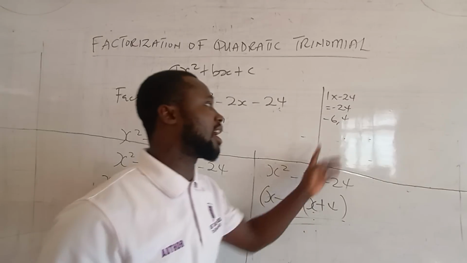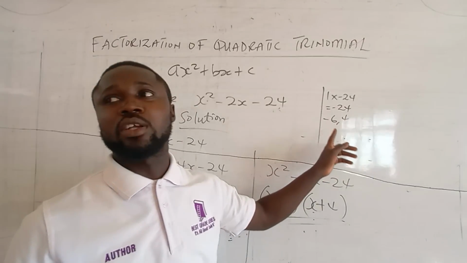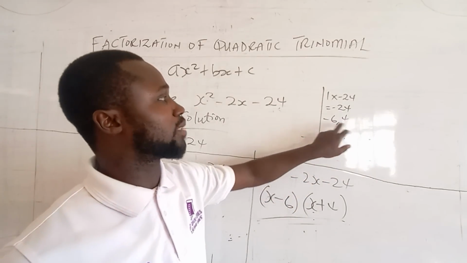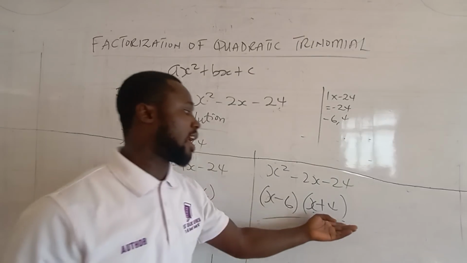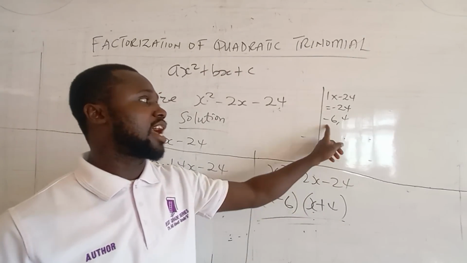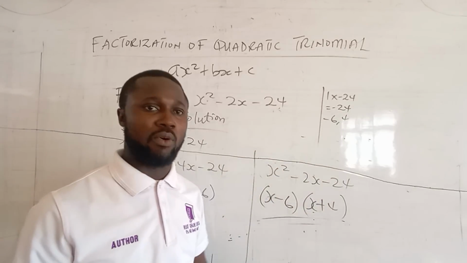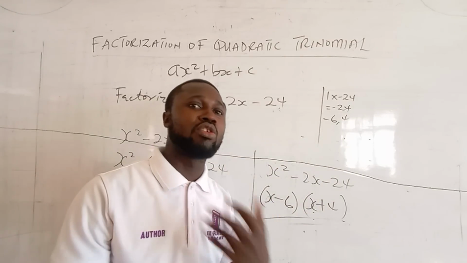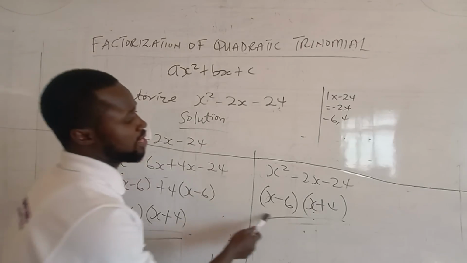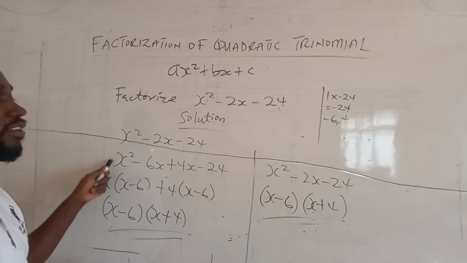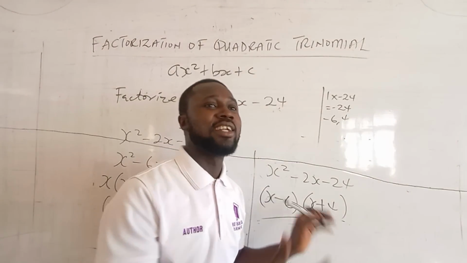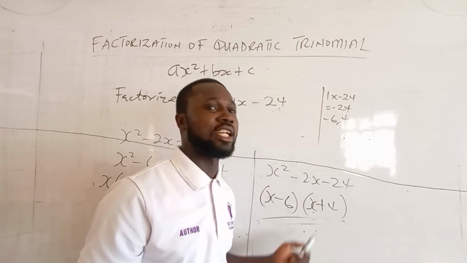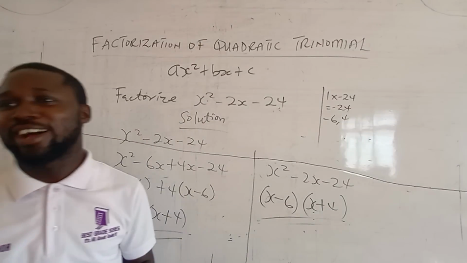So the moment you get your two factors, when you multiply, you get the result, and when you add, you get the coefficient of x, then that becomes your answer. So you have x minus 6, x plus 4. However, what you should note is that this can only be applied here when the coefficient of the x squared is 1. When the coefficient of the x squared is not 1, there is also a way you do it using the short method to get our answer.